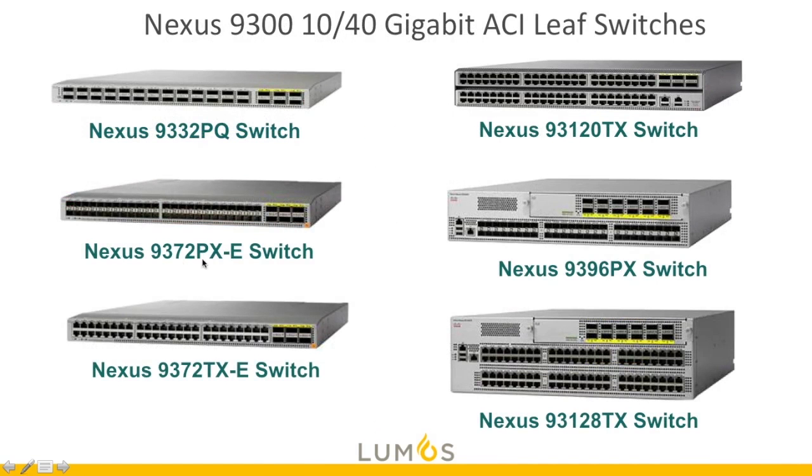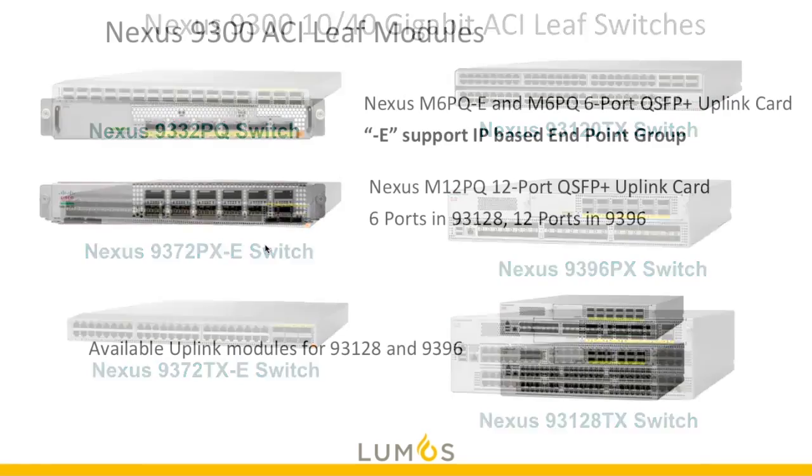The 9372 PX and TX-E. There's actually 2 versions of the 9372 PX and TX line. One of them is with the E, and one of them is without the E. The only difference between those is the ability to do IP-based endpoint groups. So it was just a respin of the ASIC to add that new little bit of functionality. You can mix and match them. If you want to do IP-based endpoint groups, you have to plug it into a -E capable leaf. But you don't have to build an entire fabric based on -E capable leaves. You can mix and match them.